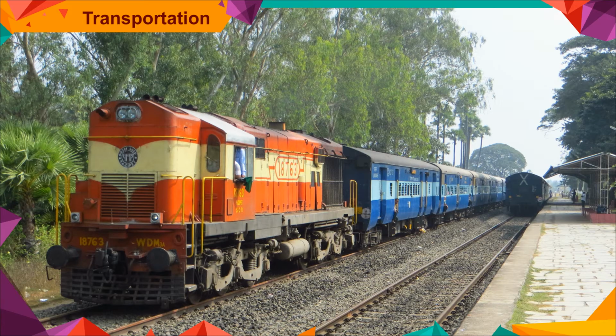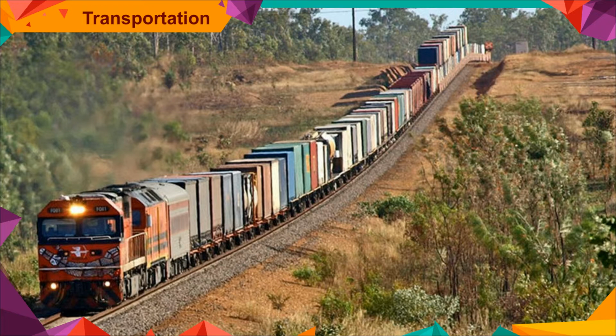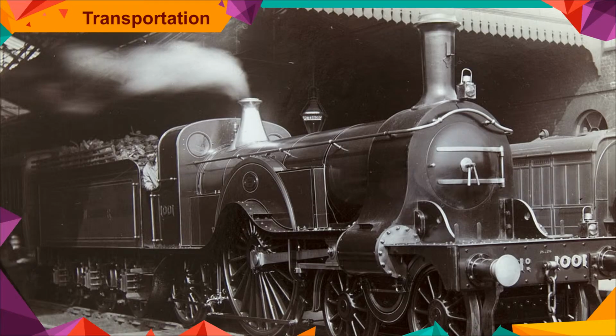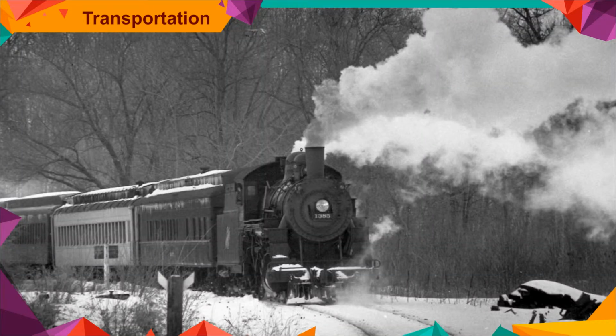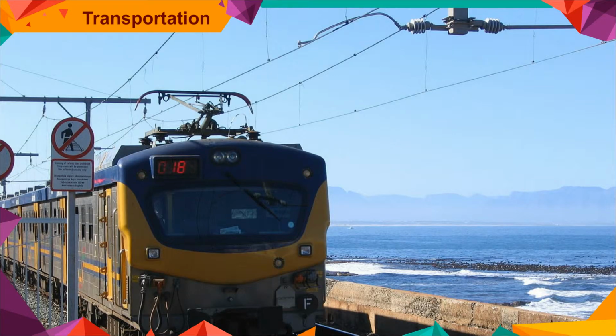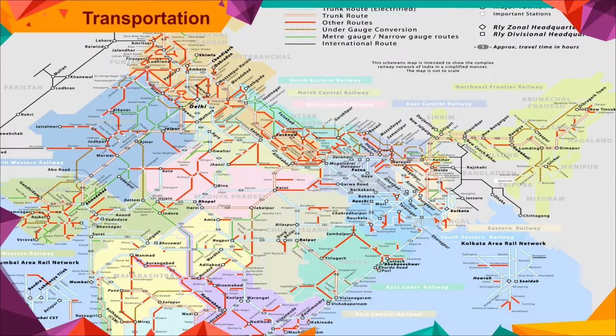Railways. The best mode of land transport is railways. Heavy goods and passengers are easily carried by trains. The British introduced railways in India in 1853. Initially, trains were run on steam power. Now, most trains run on electricity and diesel. Today, India has one of the largest railway networks in the world.